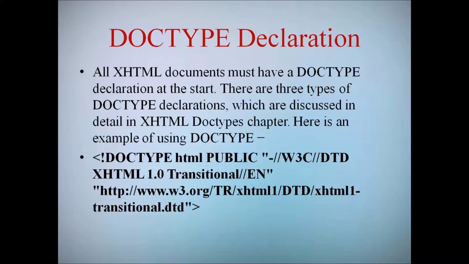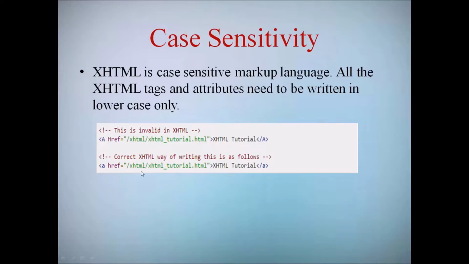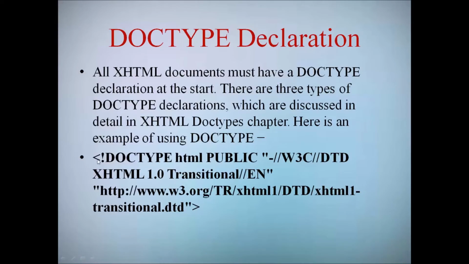So, the doc type declaration. All XHTML documents must have a doc type declaration at the start. There are three types of doc type declarations, which are discussed in detail in the XHTML doc types chapter. Here is an example of using doc type.